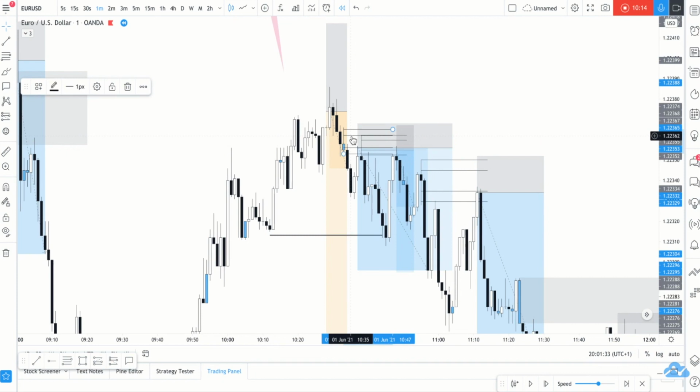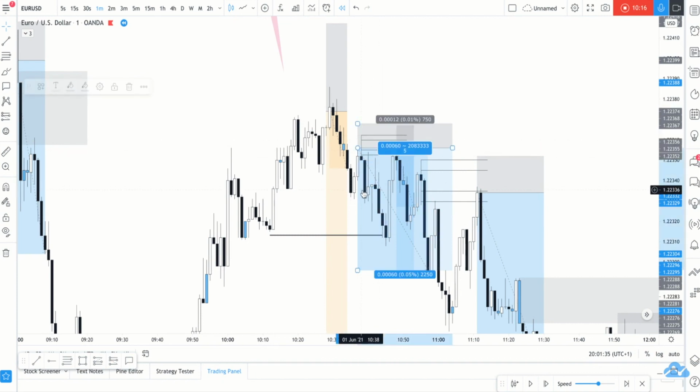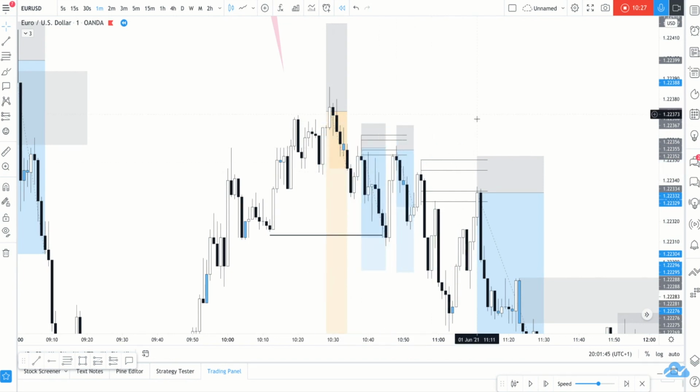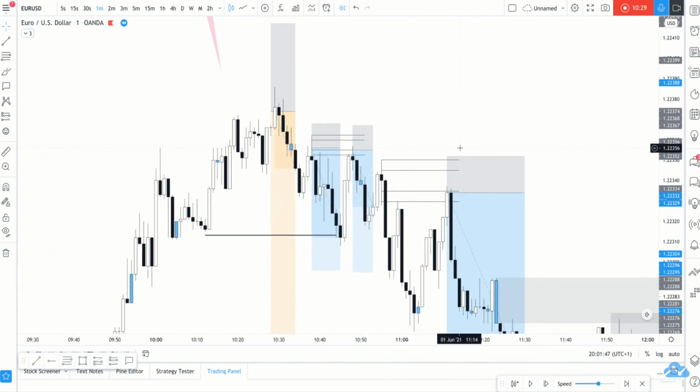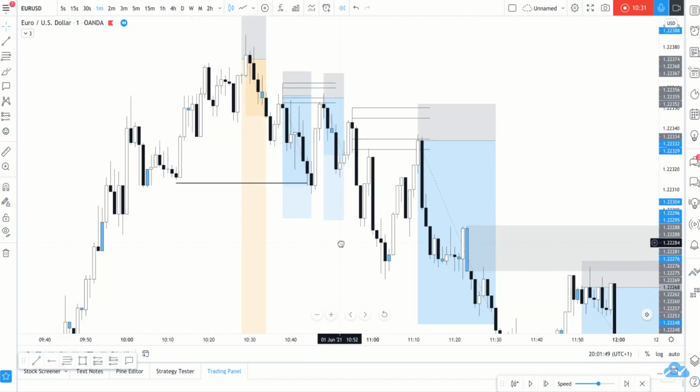Oops, too messy. But yeah, here. So that could have been like a double entry. Oh, why is it not working? Okay, yeah, here like this. And then once this broke this structure, I was looking for this candle here, the wicks. So that worked out as well.